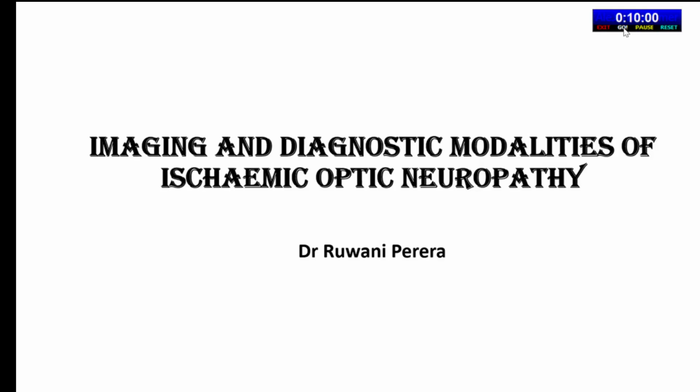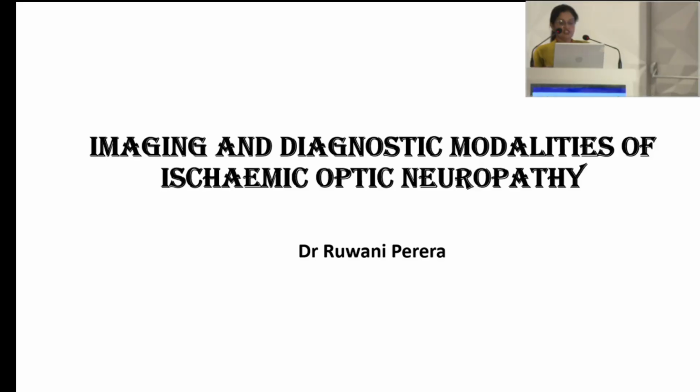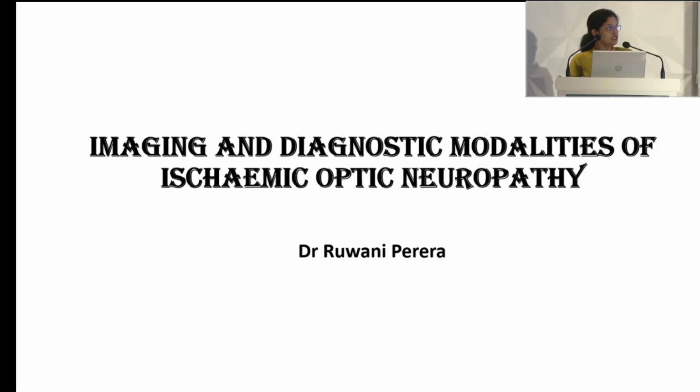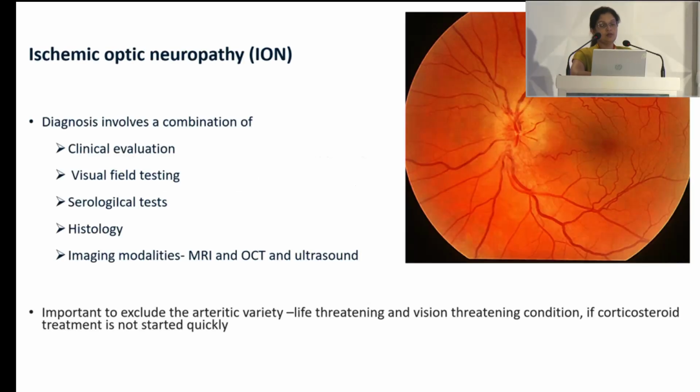Yes. Thank you, sir. My topic is imaging and diagnostic modalities of ischemic optic neuropathy. Ischemic optic neuropathy is diagnosed through a combination of clinical evaluation, serological tests, visual field testing, histology, and imaging modalities like MRI, OCT, and ultrasound. As we all know, it is very important to exclude the arteritic variety of ischemic optic neuropathy, as it is a life-threatening and vision-threatening cause unless we start corticosteroids immediately.